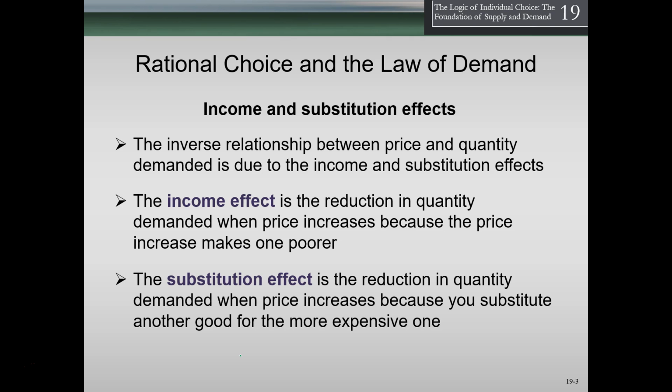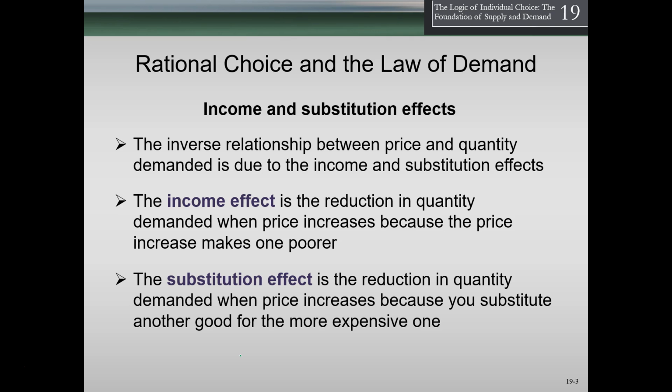The substitution effect is the reduction of the quantity demanded when price increases because you substitute another good for the more expensive one. If we're able to substitute something that's kind of as good but not quite, or kind of the same but not exactly the same, so if the price of donuts went up, we go out and buy Danishes.